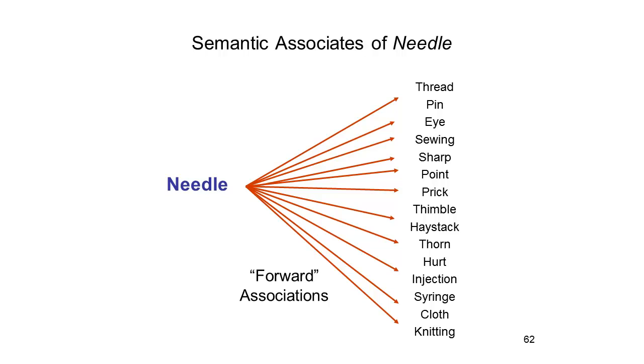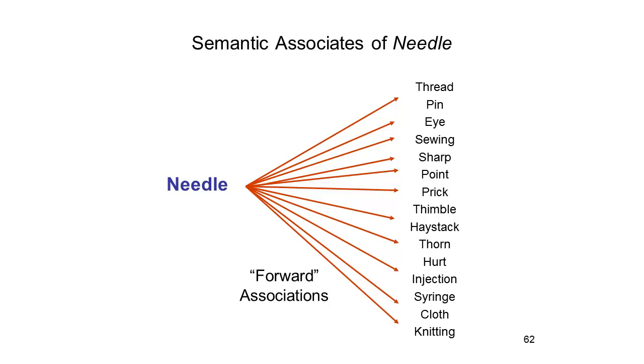All the items in the study list are strong associates of the word needle. If I gave you the word needle and asked you to tell me the first word that comes to mind, you're very likely to give me a word like thread or pin or eye or thimble or haystack or cloth or knitting. These are known as forward associations. I give you the word needle and you respond with thread or whatever.